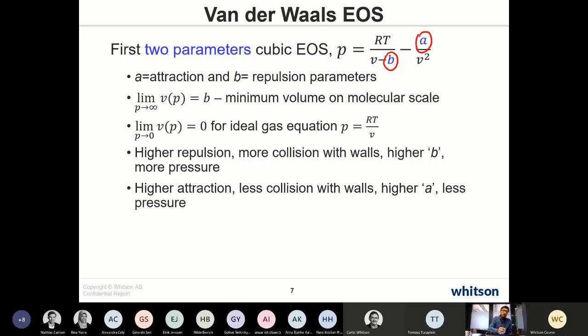Also, if we decrease the pressure and the pressure tends to zero, then you can see from this equation that it will transform into P equals RT over V, which is the ideal gas equation, PV equals RT. And that's something we know, that at very low pressures, gases behave ideally. So those are two special cases of this cubic EOS.